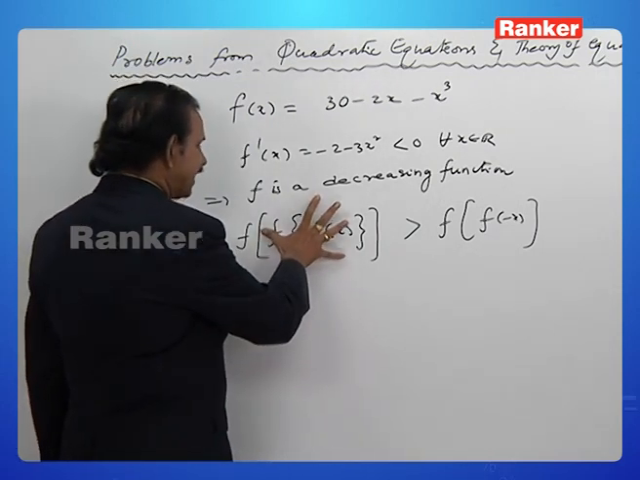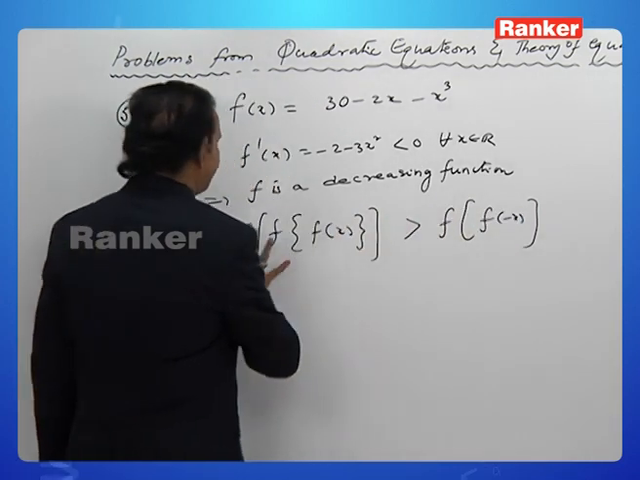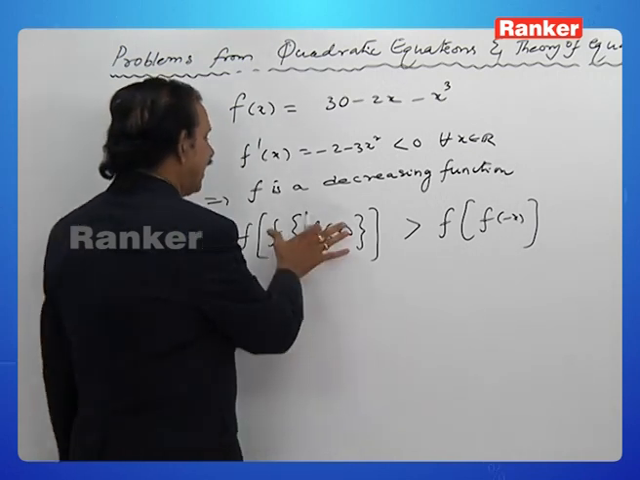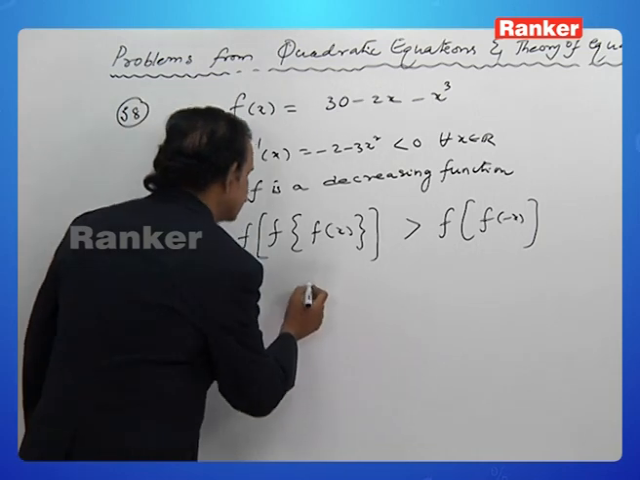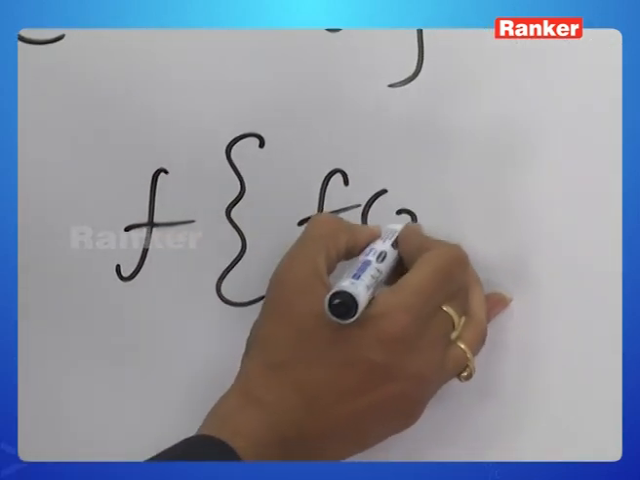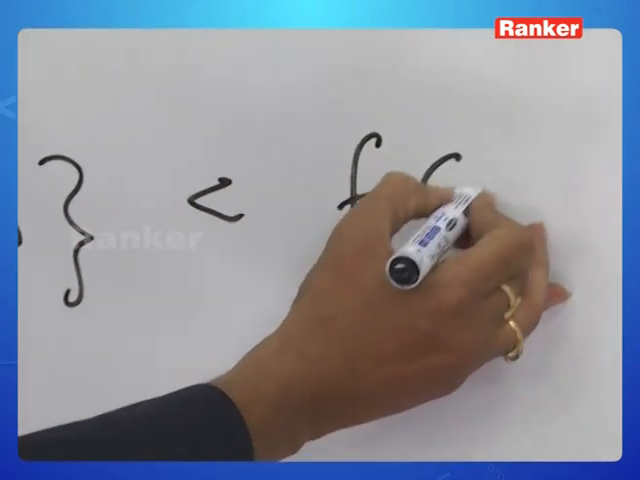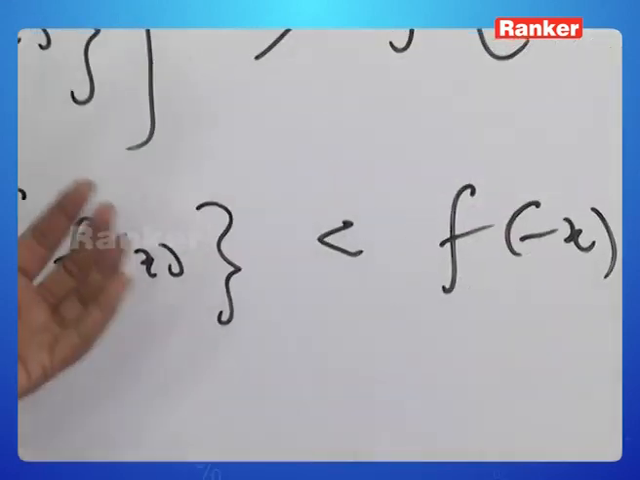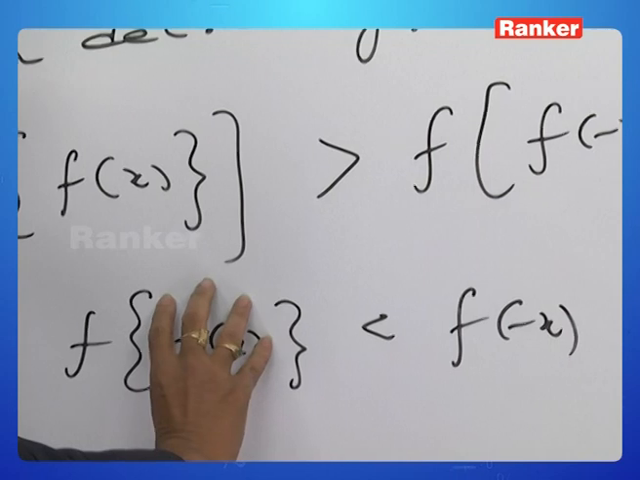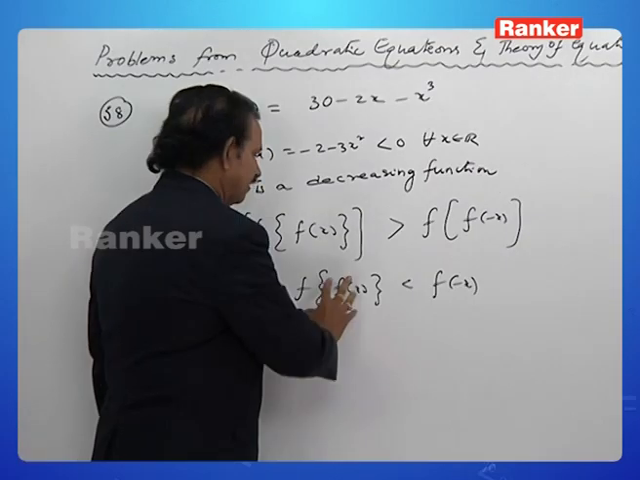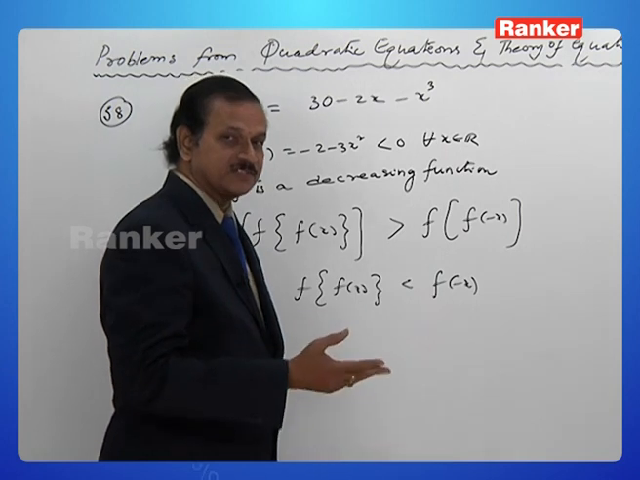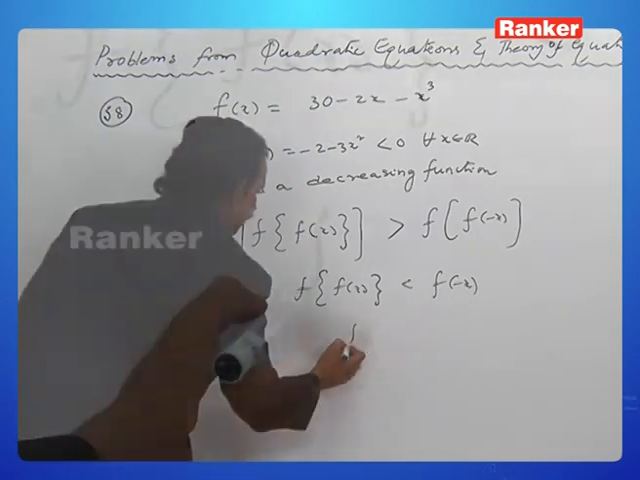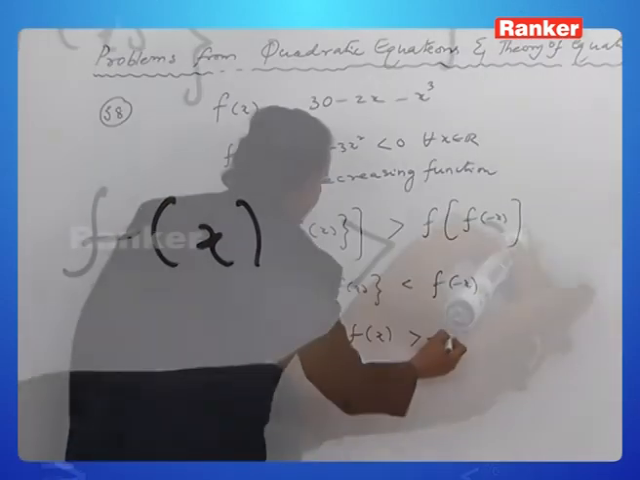Let me call this entire thing A, this B. F of A greater than f of B, but f is a decreasing function. What should happen? A must be less than B. That is, x is less than minus x. Again, let us use the same concept. Let me now take this number as a and this as b. F of a less than f of b, and f is a decreasing function. What should happen? A must be greater than b. That is, f of x is greater than minus x.